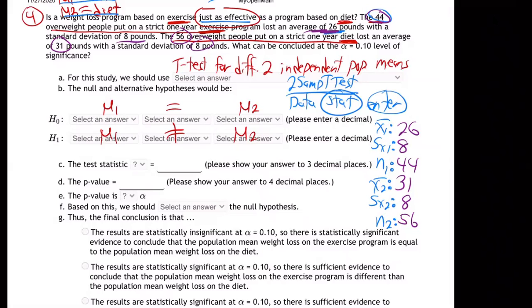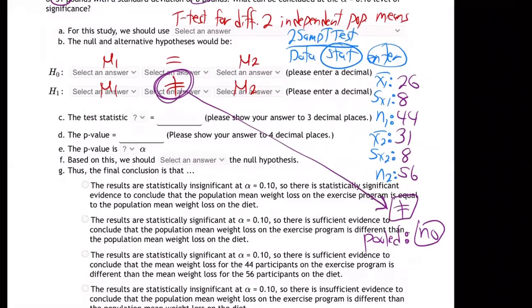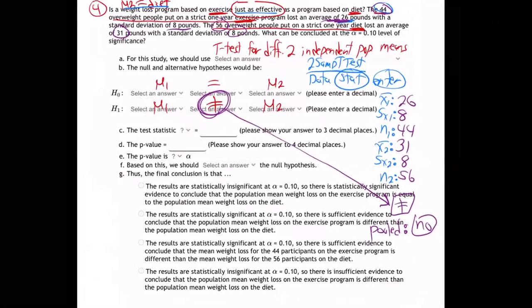And then we have to do whatever we had in H1. Mine is not equals. You might have greater or less. It's just whatever you had right here in H1. You know that. And then pooled is always no. We're not pooling the two groups together to find the standard deviation. We just always choose no for that and then calculate. So that should do it for us.